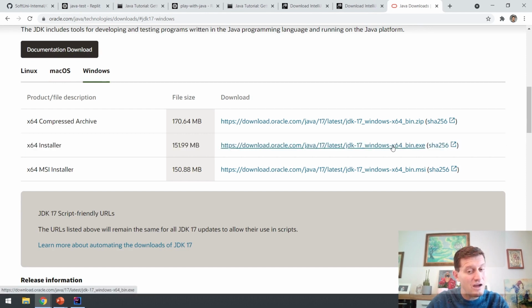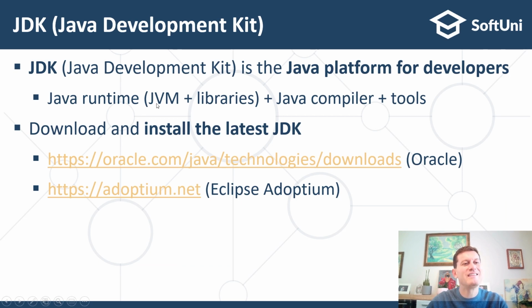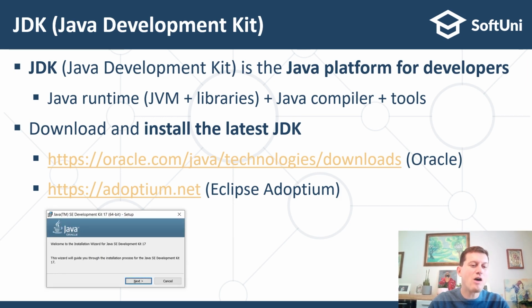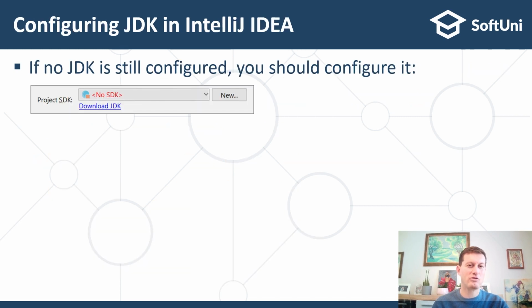Once you install this one, you can use it and you can configure IntelliJ IDEA to use this JDK, because different versions of JDK might have different features implemented. Newer versions have more functionality than the older ones. This is how the official installer in Windows for Java 17 from Oracle looks like. You just click next, next, next, it's installed.